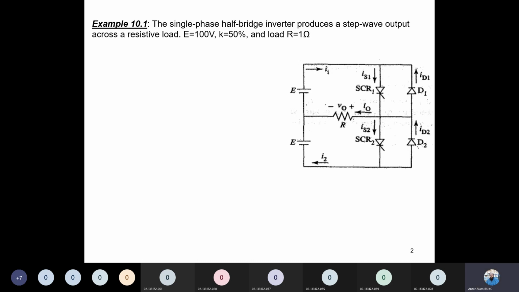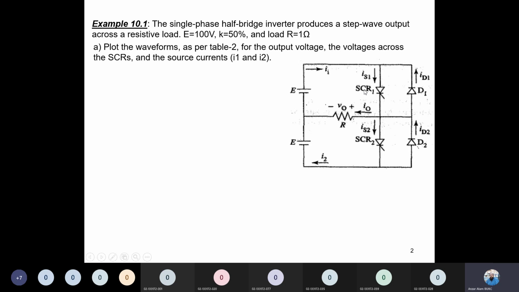So this is especially for Mujibur Rahman, and this is a half bridge inverter. Because see, this diode is connected in reverse bias. For easy understanding you can remove it. This is basically a half bridge. It has only two switches, SCR1 and SCR2. Whenever SCR1 turns on, the current will flow in this direction. Whenever SCR2 turns on, the current will flow in this direction. So this is basically the half bridge inverter.